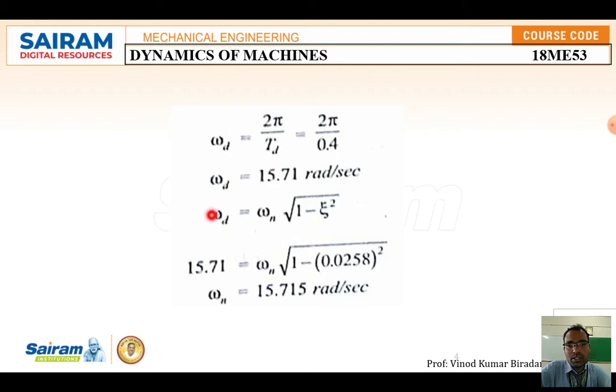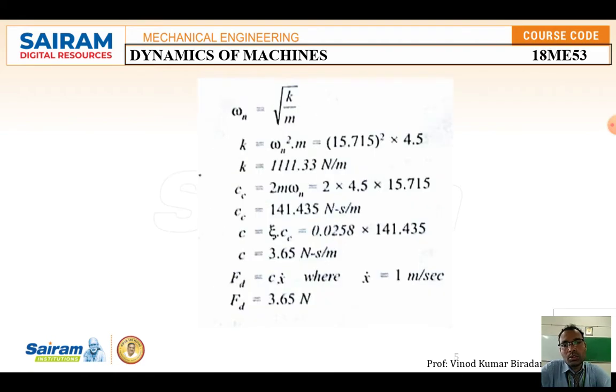Okay, from this equation we know the omega d and the zeta value, so substitute here: omega d is equal to 15.71 and the zeta value is given, so omega n is equal to 15.715 radian per second. So omega n also we calculated this. Now once you calculate omega n, we have the formula omega n is equal to square root of k by m.